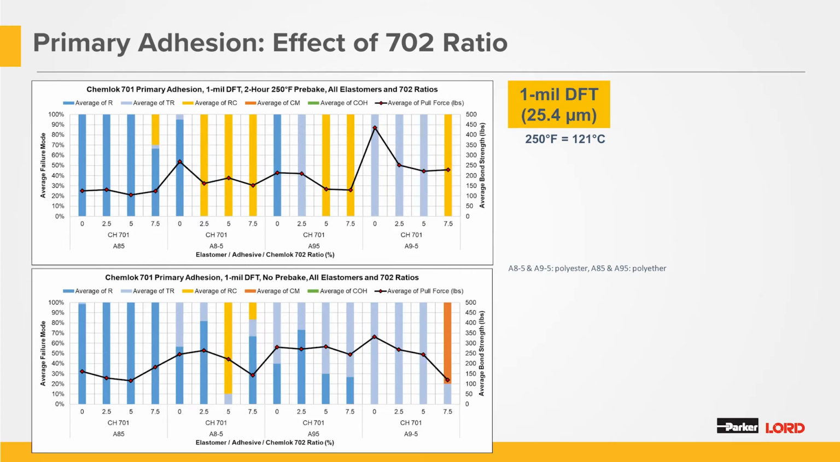Now at a 1 mil or 25 micron fixed dry film thickness, the trends look similar for the data. As the 702 ratio increases, we see the highest failure rates at 5% Chemlok 702 or higher. And once again, the best bond performance is at 2.5% or lower.